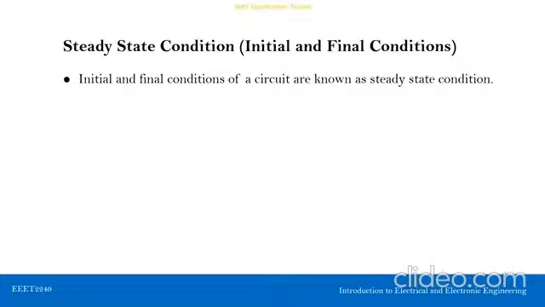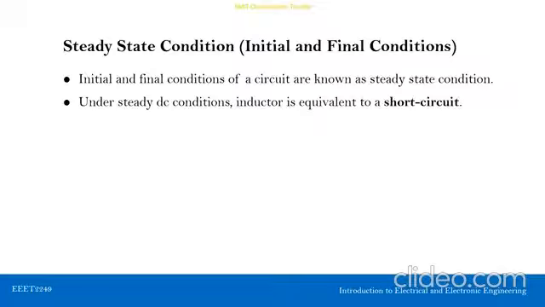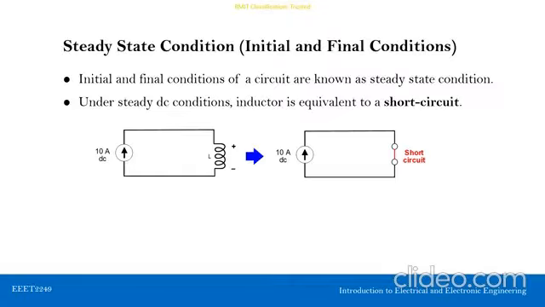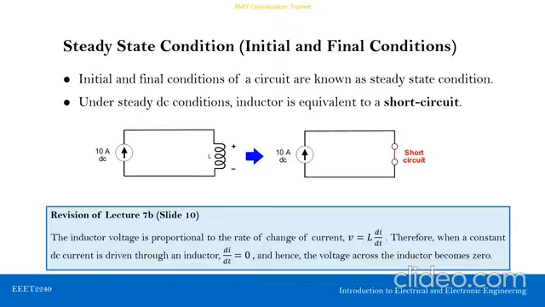There could be two states of a circuit to remain in steady state condition. Those two conditions are the initial condition and the final condition. It is important to remember for a circuit with an inductor that under steady state condition, the inductor is equivalent to a short circuit. Hence, an inductor can be replaced by a short circuit as shown in the figure if the circuit is supplied by a constant DC current source.